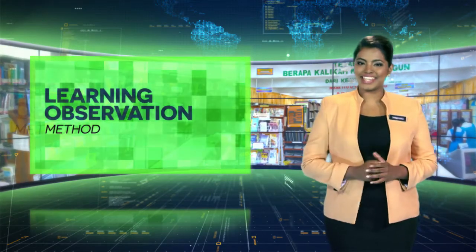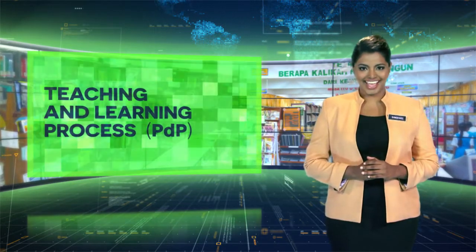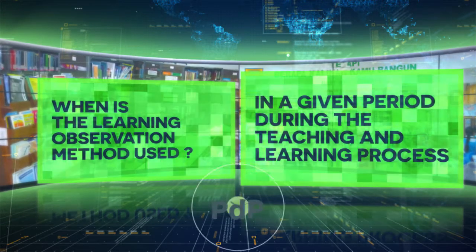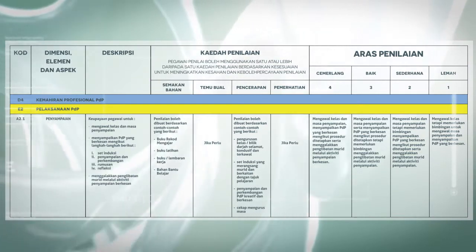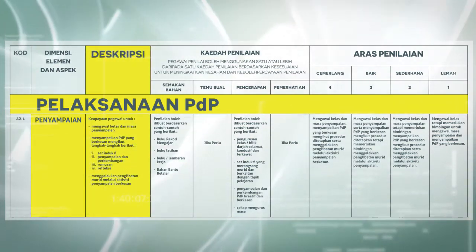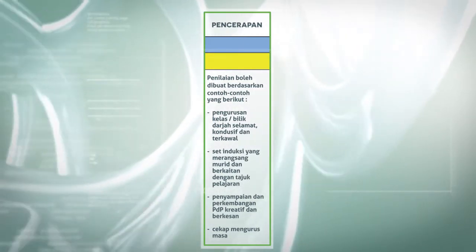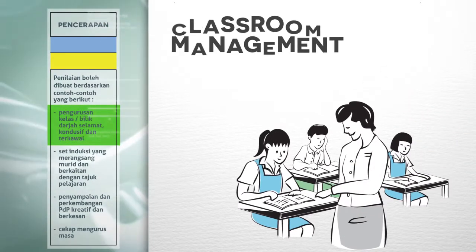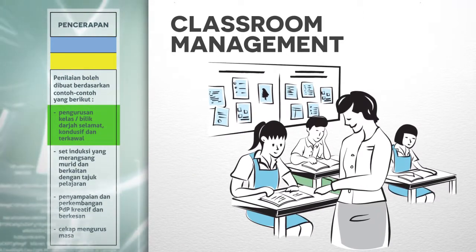The learning observation method is formal and has to be done during the teaching and learning process. The learning observation method is used during the teaching and learning process in a given period of time. For example, in the element of implementation in the aspect of delivery based on the given description, the evaluator will observe the classroom of a teacher who is teaching a particular subject. The evaluator observes the classroom management to see if the classroom is safe, conducive, and if students are under control.